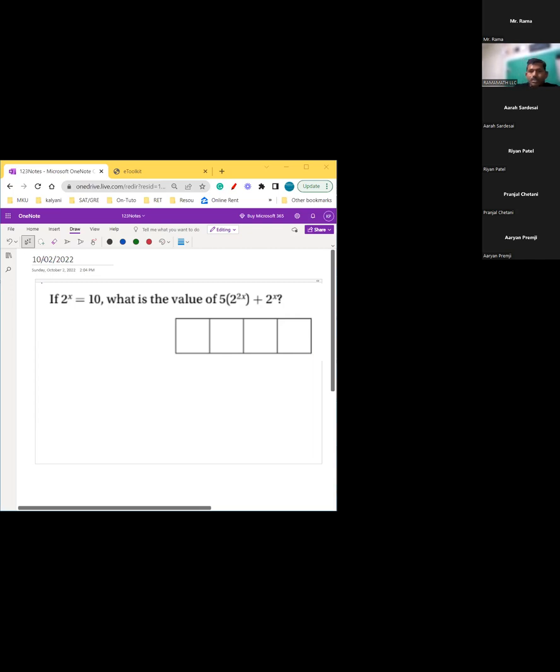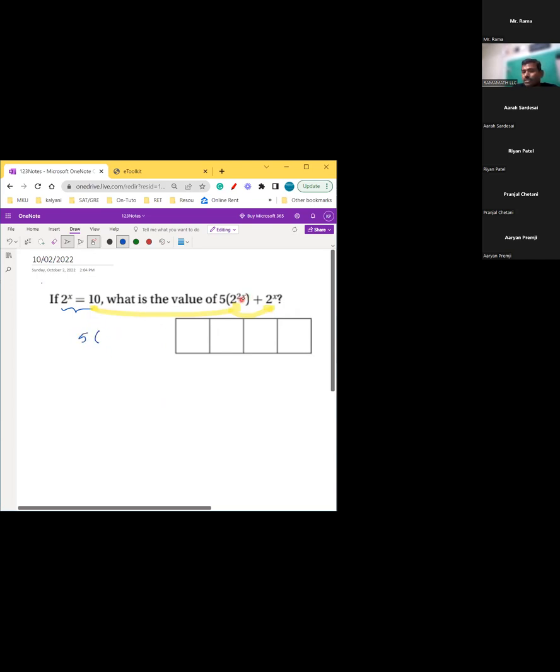Whenever you see this type of question, even though exponents may confuse you a little bit, here 2 to the x is 10. To make it easy, take this value and plug it in, because you don't need to solve for x first. So don't try to solve for x before that. Just plug it in: 2 to the x is nothing but 10. So I'll take this 10 and plug it in here. Okay, that's fast.